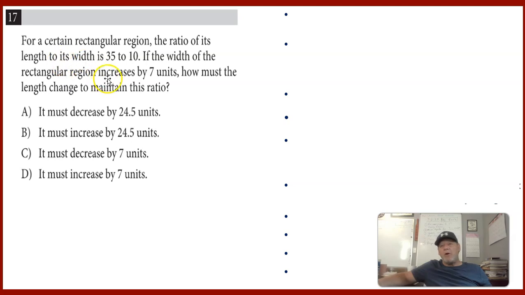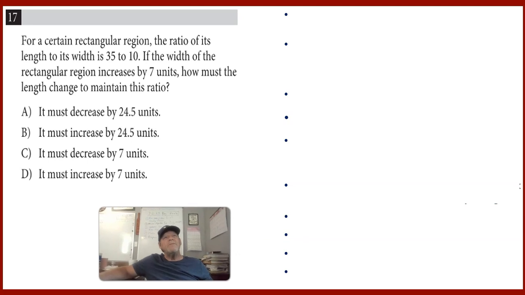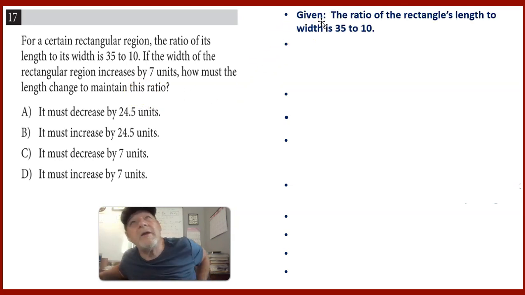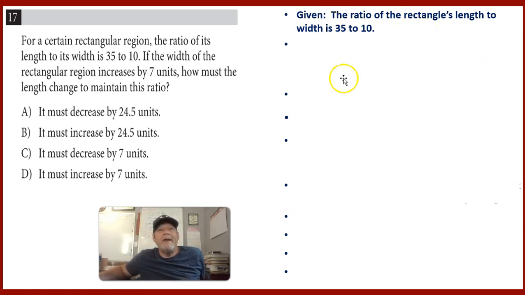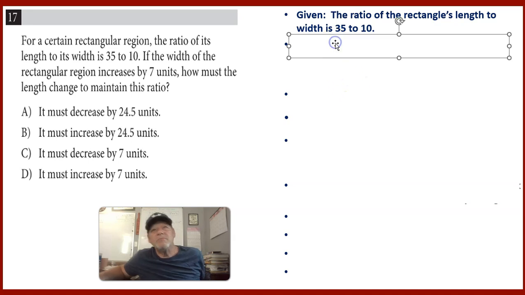Number 17, and remember to pause this and work it and see if you can get the right answer. For a certain rectangular region, the ratio of its length to its width is 35 to 10. If the width of the rectangular region increases by 7 units, how must length change to maintain this ratio? So we're going to have to write a ratio and end up writing two ratios to make a proportion. Then solve it and then analyze it and see if it's increasing, decreasing, and by how much.